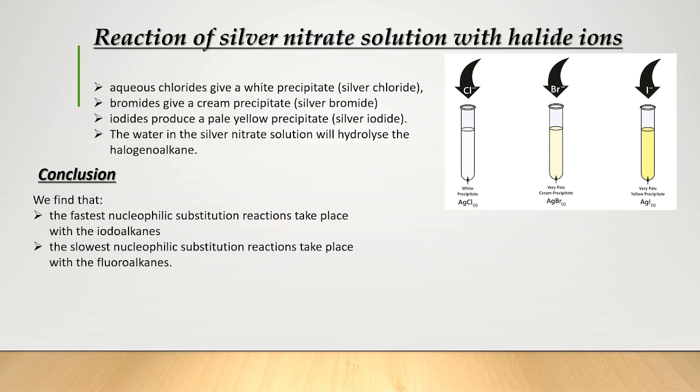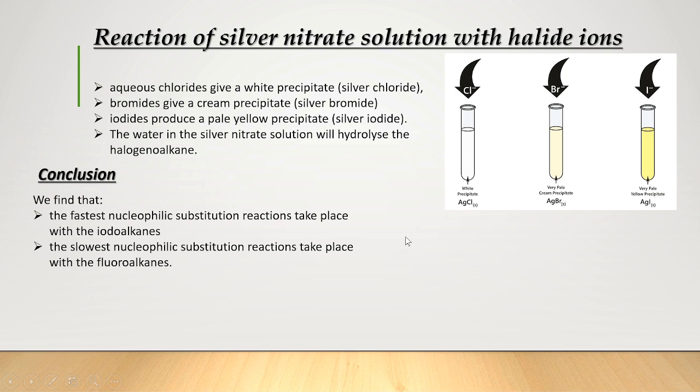So basically, if we put a silver nitrate solution with the halide ion, there is a formation of three different precipitates: AgCl, which is white; AgBr, which is cream; AgI, which is yellow. The fastest nucleophilic substitution reaction takes place with the iodoalkane. The slowest one takes place with the fluoroalkanes.